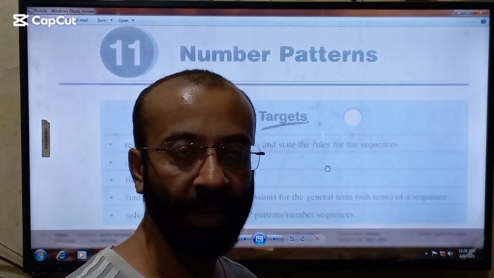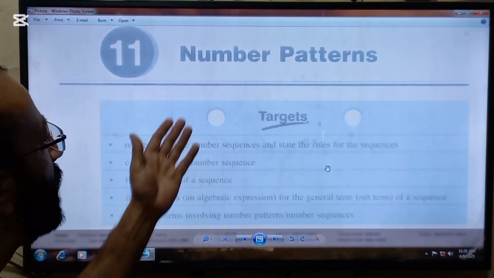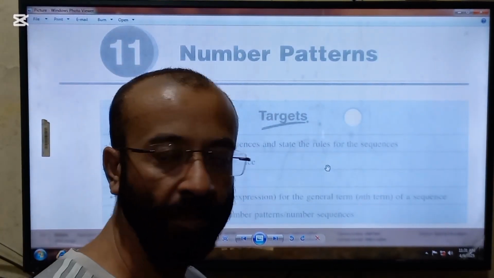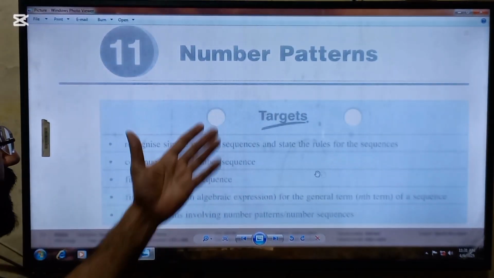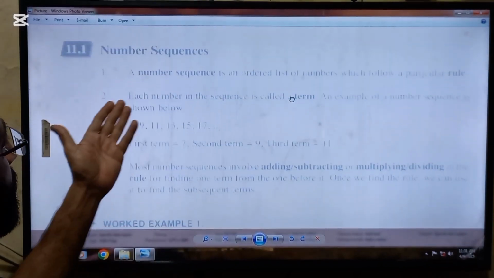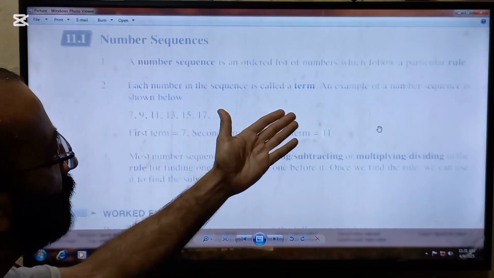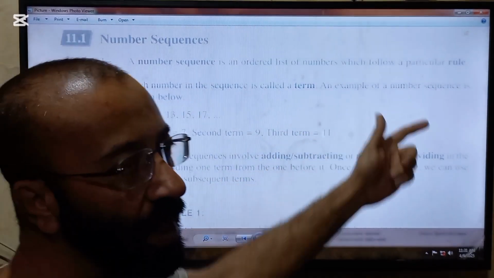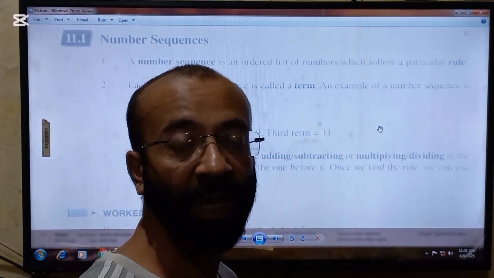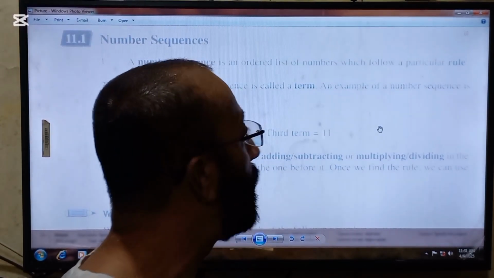Good morning, students. The next topic which we are going to start in mathematics is number patterns. So the points to remember and understand about this topic are: number one, number sequence. First point is a number sequence is an ordered list of numbers which follow a particular rule. So remember one thing, a number sequence is always a number series that is following a rule.